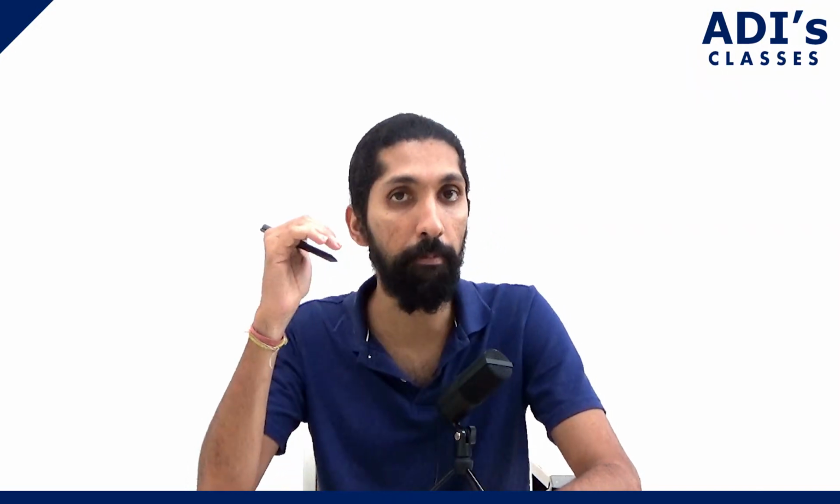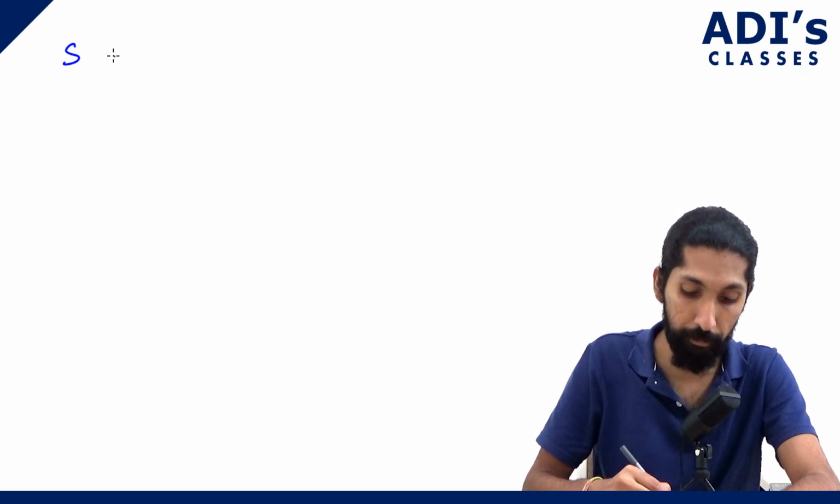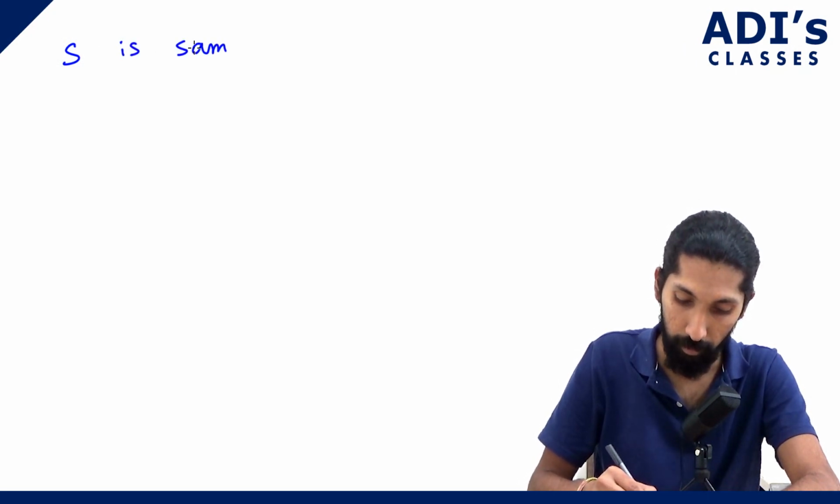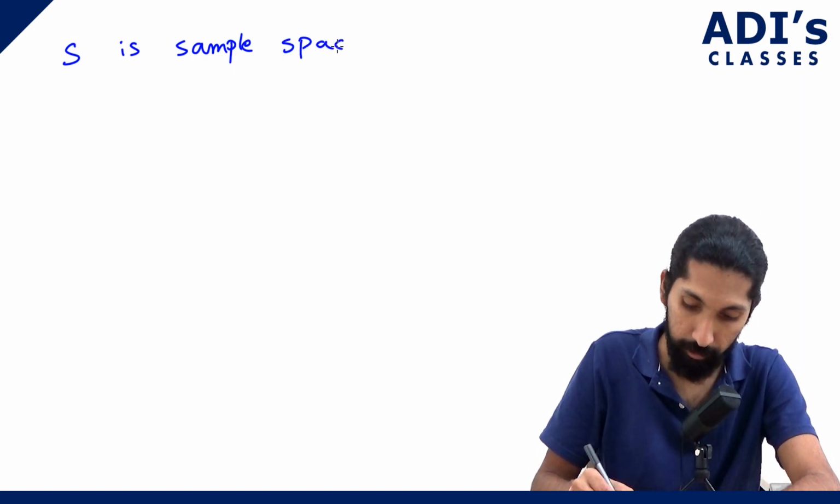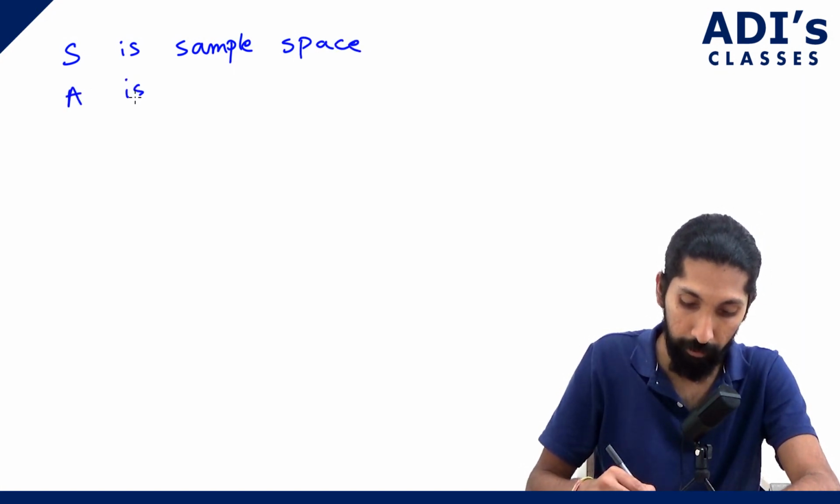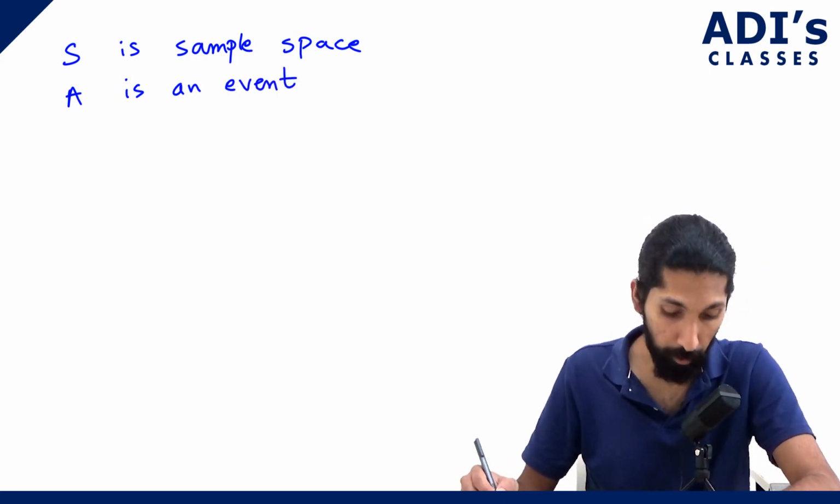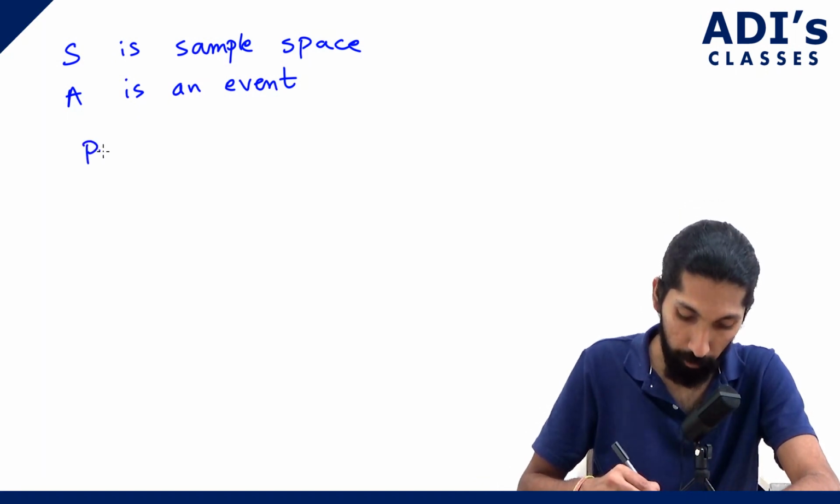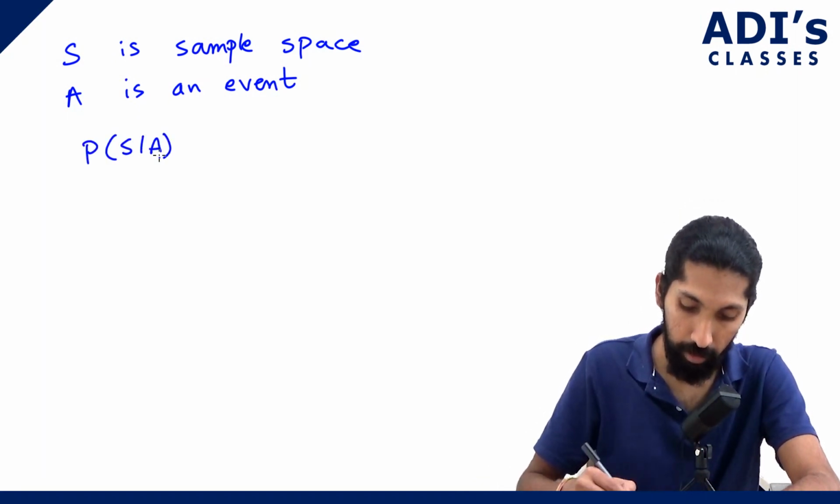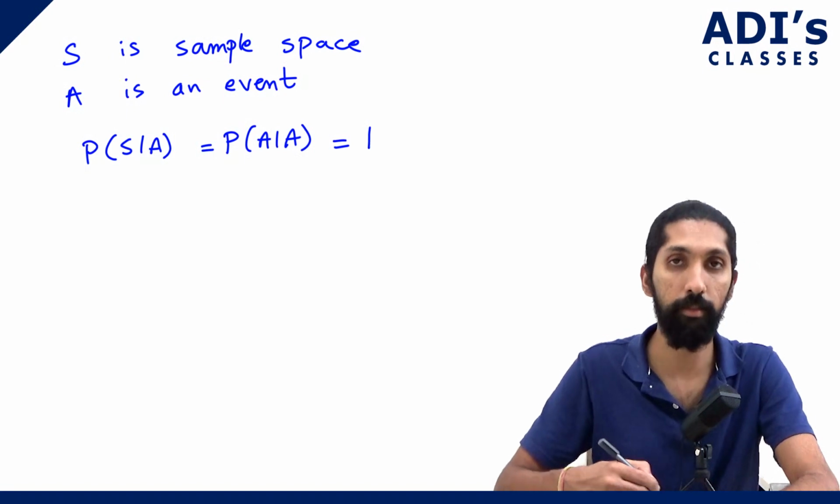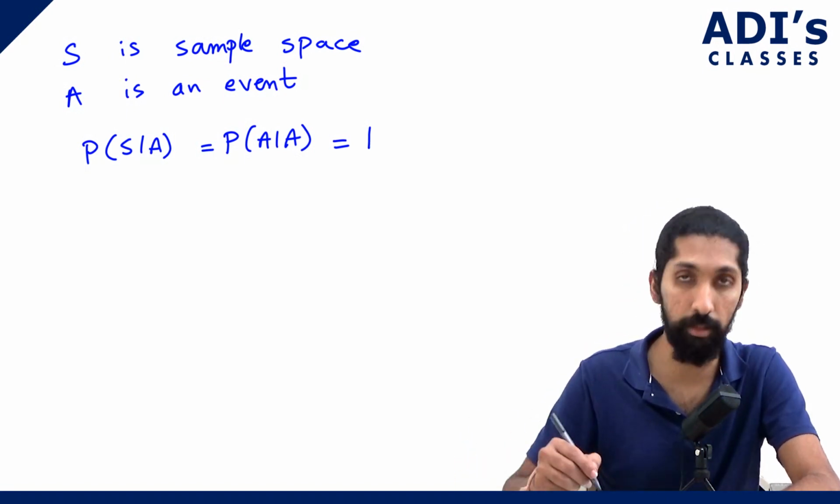Now, the first property talks about the relation between an event and a sample space. Suppose S is a sample space and A is an event. Then the property says that P of S given A is the same as P of A given A, and this value is equal to 1. We need to prove this.